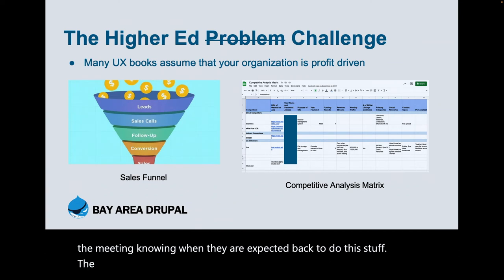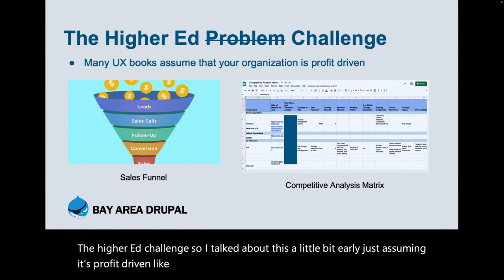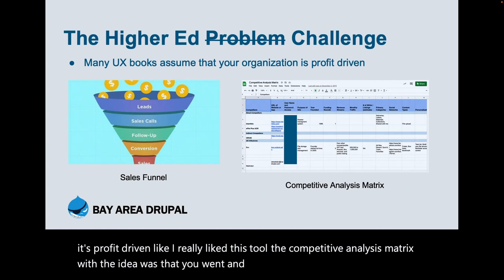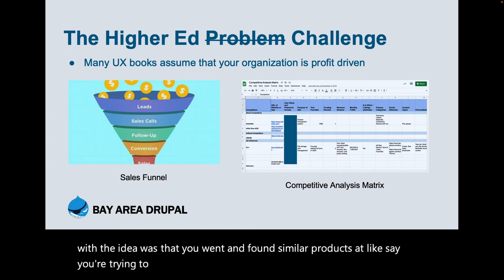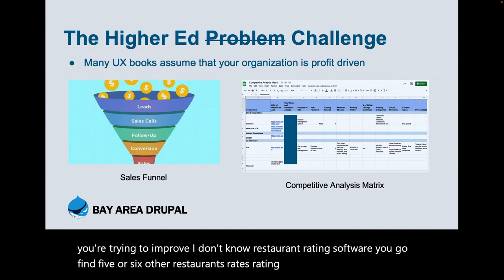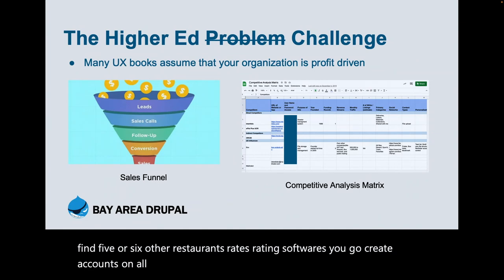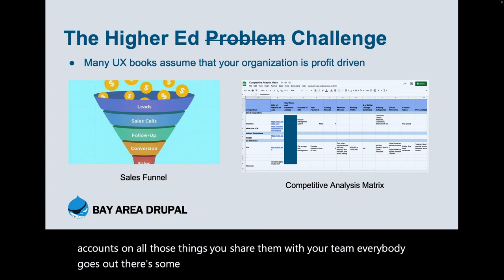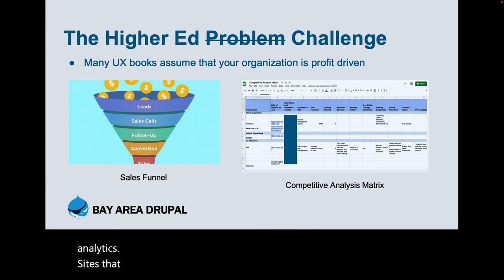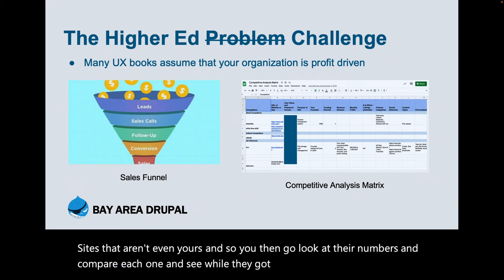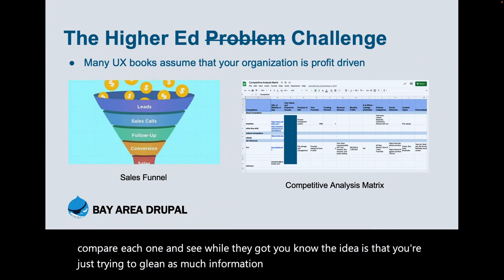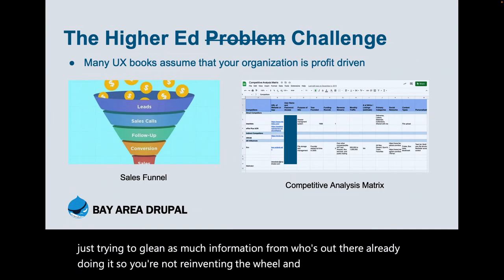The higher ed challenge. So I talked about this a little bit early, just assuming it's profit driven. I really liked this tool, the competitive analysis matrix. The idea was that you went and found similar products, like say you're trying to improve restaurant rating software. You go find five or six other restaurant rating softwares, create accounts on all those things, and share them with your team. There's some tools online that let you scrape analytics from sites that aren't even yours. And so you then go look at their numbers and compare each one. The idea is that you're just trying to glean as much information from who's out there already doing it, so you're not reinventing the wheel and making mistakes that other people have already made.